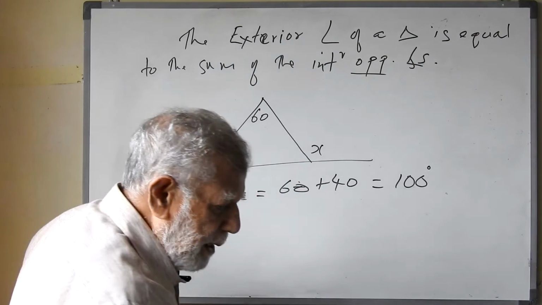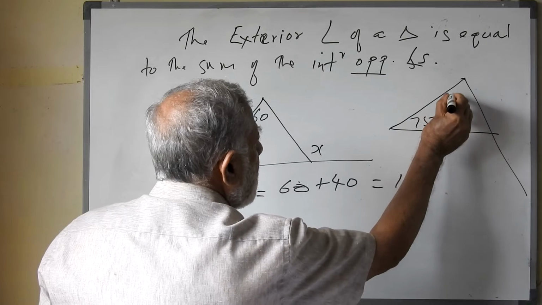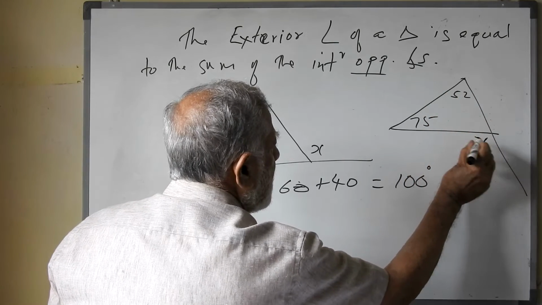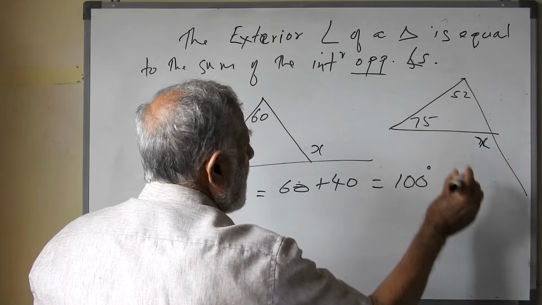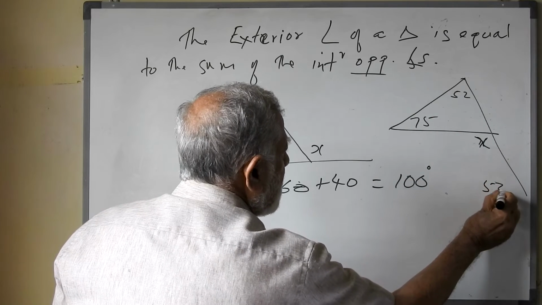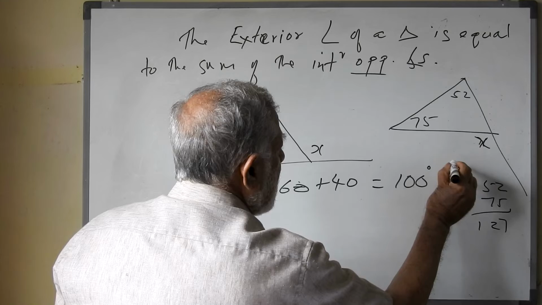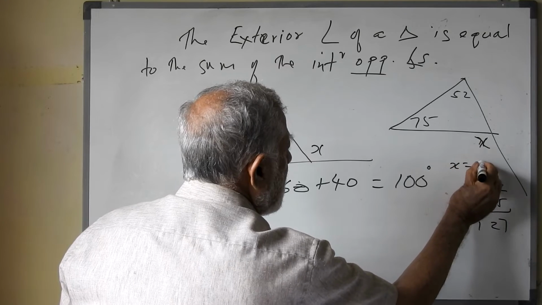We'll take another one. Look at this one. 75, 52, x. So x is equal to this exterior angle, the sum of the interior opposite angles of the triangle. So 52 plus 75 is equal to 127. So x is equal to 127 degrees.